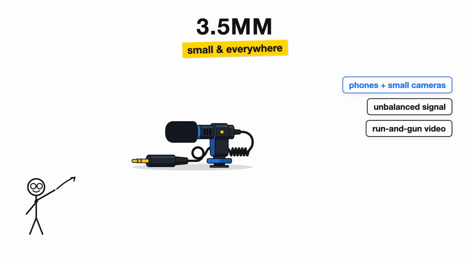3.5mm connections are what you find on smartphone headset mics and small camera-mounted mics. Unbalanced signal, susceptible to interference over longer cable lengths but practical and widely compatible for run-and-gun video work.